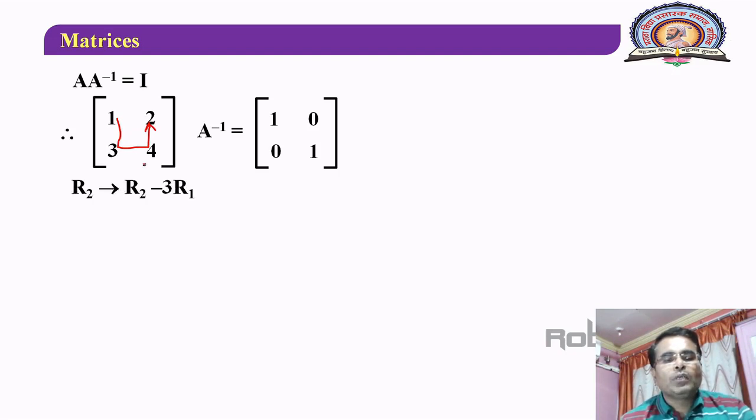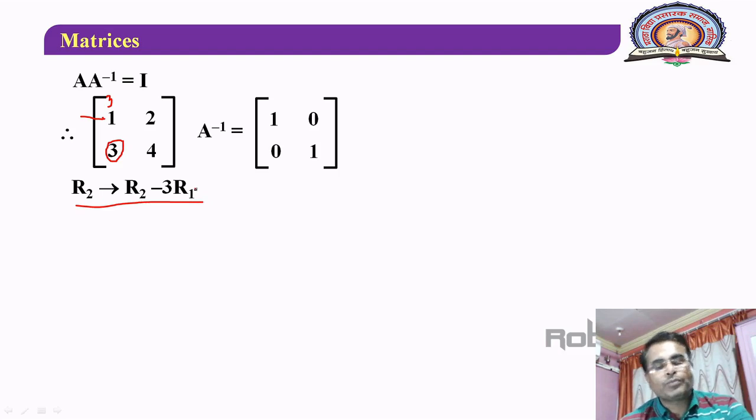So, let us see what type of transformation we are going to use. Here in the first step, you want to reduce this element to 0. If you multiply this by 3, then 3 minus 3 becomes 0. So, that is why this first row is multiplied by 3 and subtracted from the second row. That is why your operation is R2 is replaced by R2 minus 3 R1. Whatever transformation you use on the left hand side, you have to use on the right hand side also. So, let us see what happens.